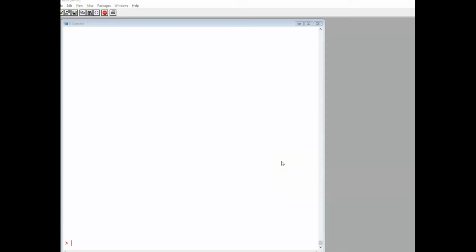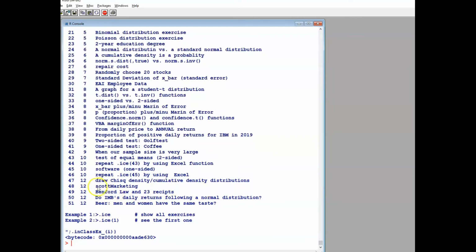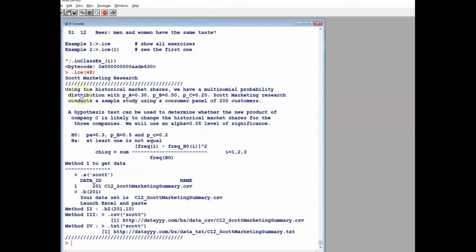Let's do one in-class exercise. So type .ICE. So we're going to do this for the A, Scott's marketing. Using the historical market share, we have a multinomial probability distribution. So probability for A is 30%, probability B is 50%, and C is 20%. So we have these historical, or we can call it theoretical values.